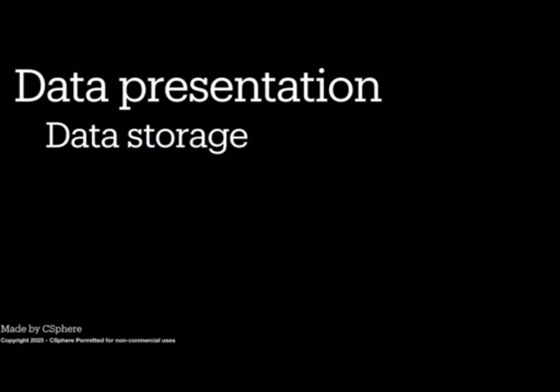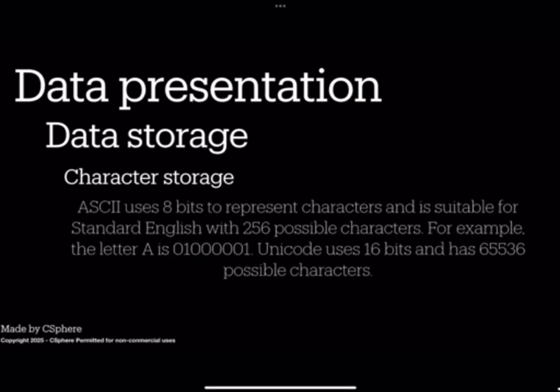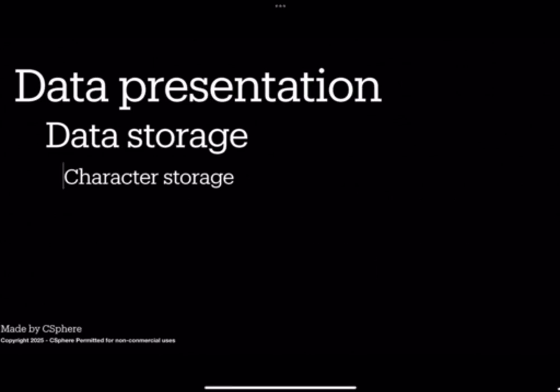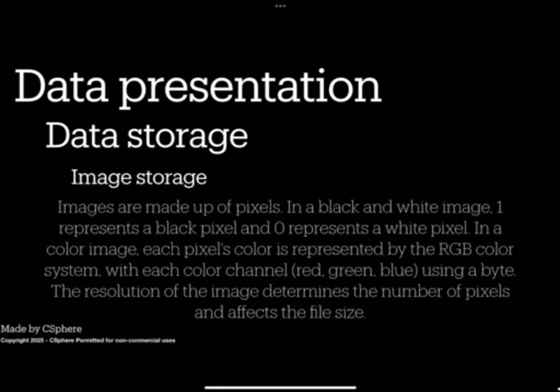And then here comes the second part we call data storage, where we have character storage. We use ASCII, which uses 8 bits to represent characters and is suitable for standard English with 256 possible characters. For example, the letter A is 01000001. Unicode uses 16 bits and has 65,536 possible characters.